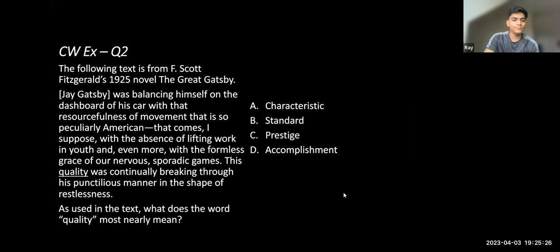It's an A. It's 100%. Yes, correct. The answer is A. Quality here stands for the characteristics of that. So if you go to the third line, which is resourcefulness of movement that is so peculiarly American, that comes, and I suppose with absence of, so it's all talking about the particular characteristics of this individual. Standard, prestige, accomplishment don't make sense. So any doubtful option? Otherwise, you're right. I don't have anything to add in this particular question.